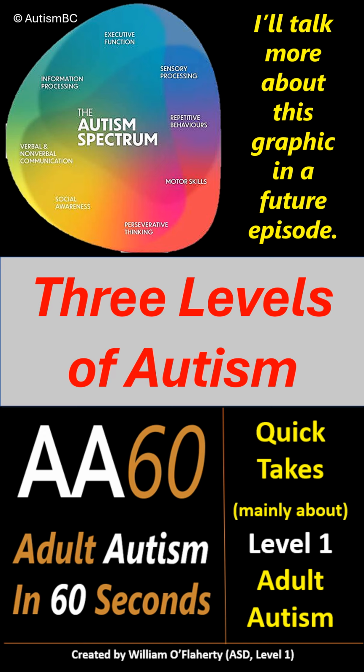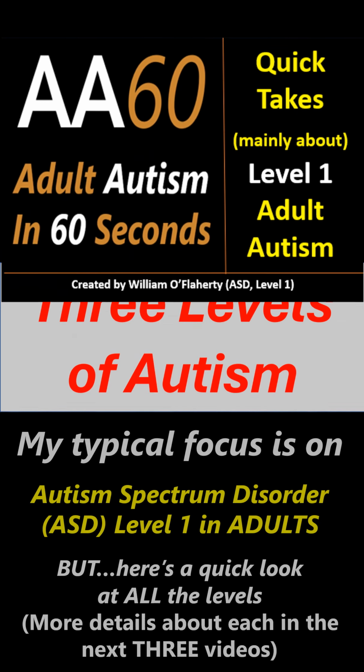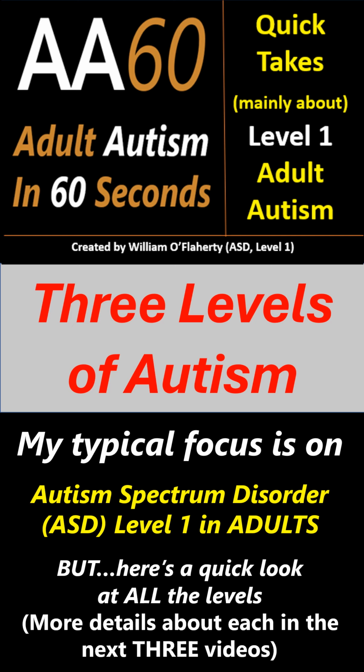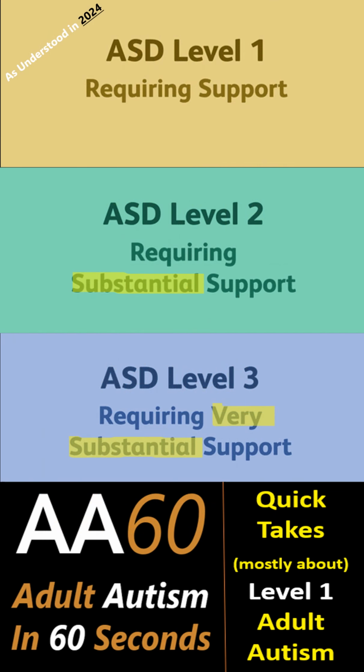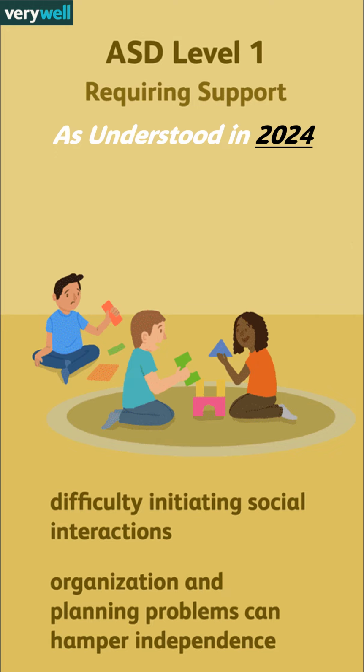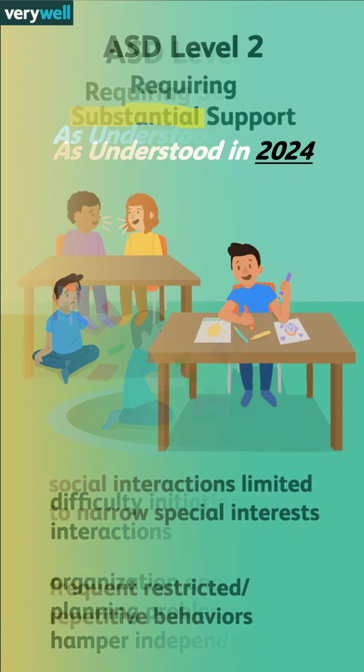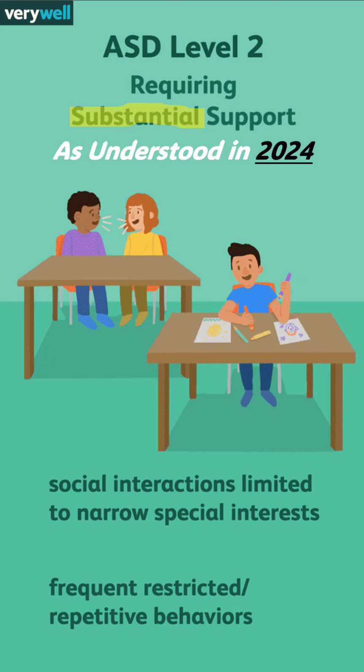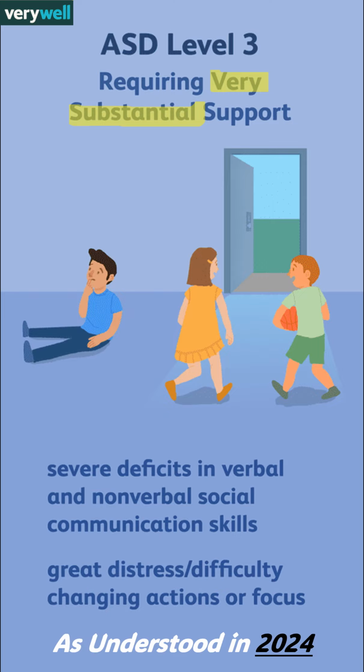I created this channel to focus on autism spectrum disorder, level 1, but this video very quickly describes the official 3 types. As you can see, the core differences, as understood in 2024, is the amount of support needed. Level 1 individuals require support. Level 2 needs substantial support. And Level 3 requires very substantial support. Though the images show children, the information applies to adults.